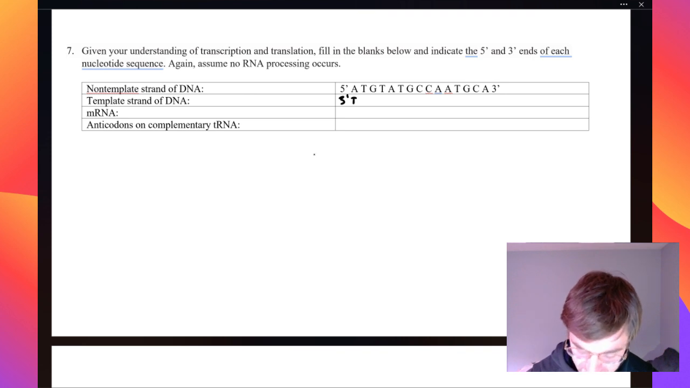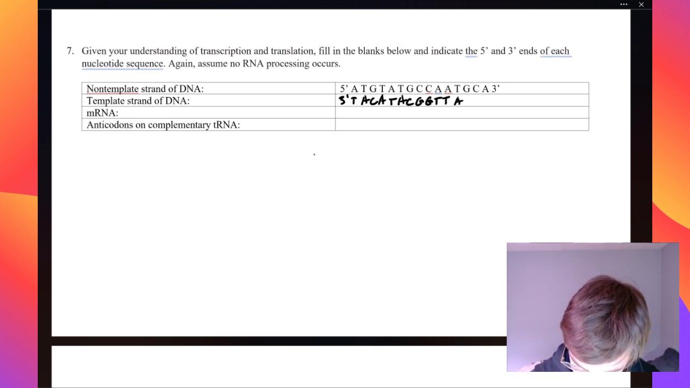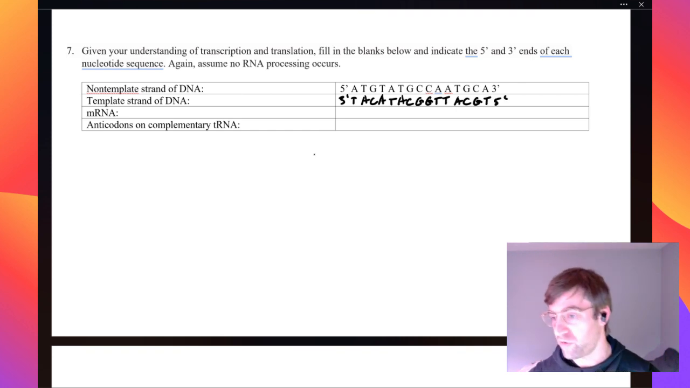A goes to T, T goes to A, G goes to C. That looks a little too much like a G. C, T to A to T, T to A, G to C, C to G, C to G, T, T, A, C, G, T, and 5' corresponds with 3'.